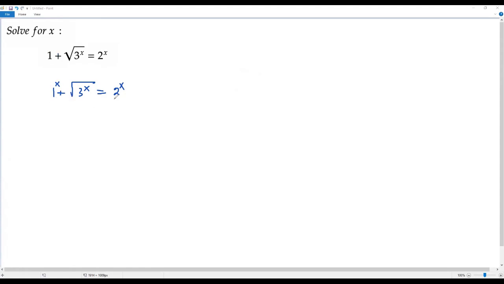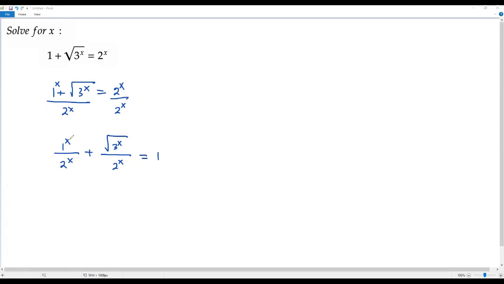Now let me divide both sides of this equation by 2 to the x power. Here 2 to the x power divided by 2 to the x power. Here 2 to the x power is a common denominator for 1 to the x power and square root of 3 to the x power. Since it's a common denominator, it can be taken as the denominator separately for each. Then I get 1 to the x power divided by 2 to the x power plus square root of 3 to the x power divided by 2 to the x power equals, so when I divide 2 to the x power by 2 to the x power, it just becomes 1.